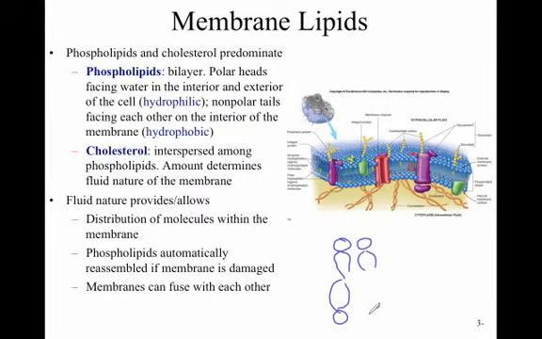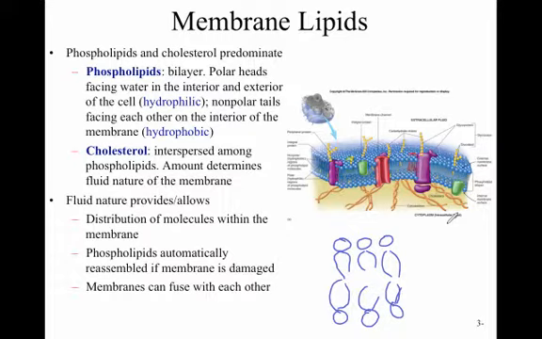And it would keep going. And if you put just phospholipids in water, they will automatically arrange themselves like this because of the polar and nonpolar sections. Cholesterols are interdispersed among the phospholipids, and the amount determines the fluid nature of the membrane. So the more cholesterol you have, the more rigid the plasma membrane.